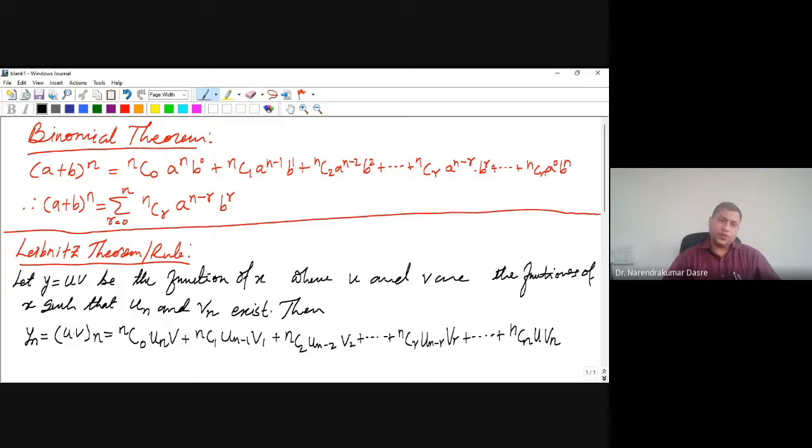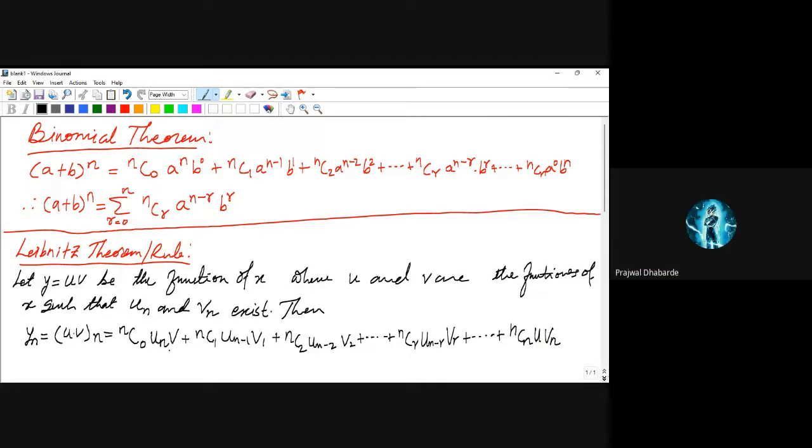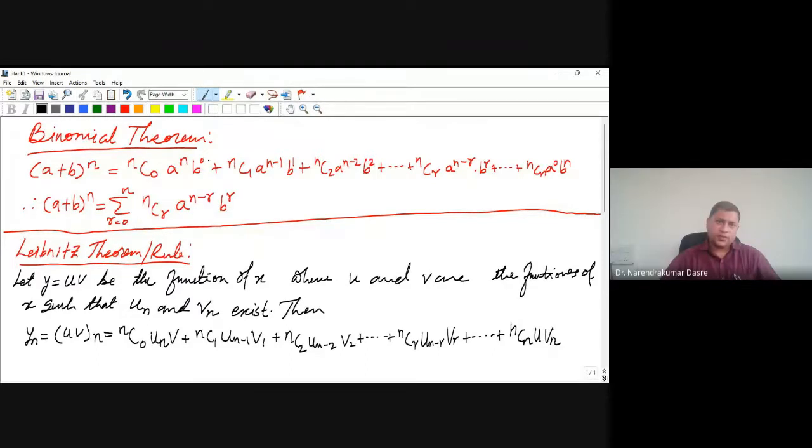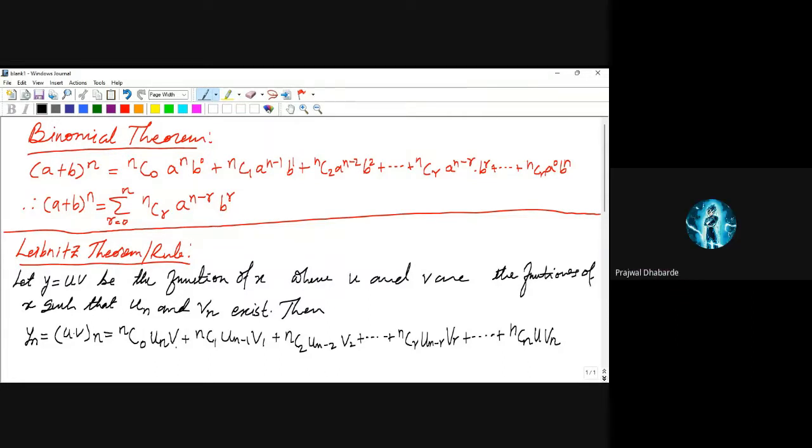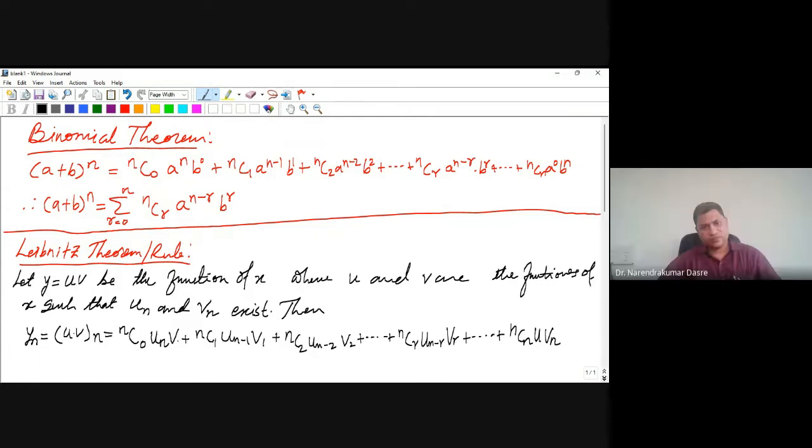So what happens here? We start with the nth derivative of u. Excuse me, sir, won't there be nc0 un and v0? Yes, v0. Zero is the power here, so zero is the derivative here. Zero means no derivative, so it will be 1 by default, so v only. No derivative of v, so it is v only. Then the first derivative of v. Yes. Thanks, sir.